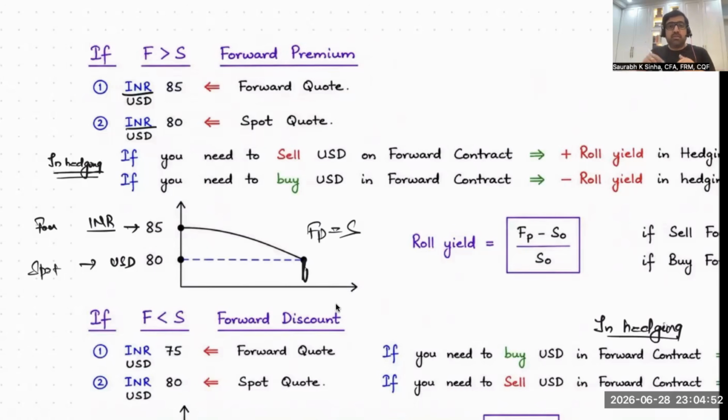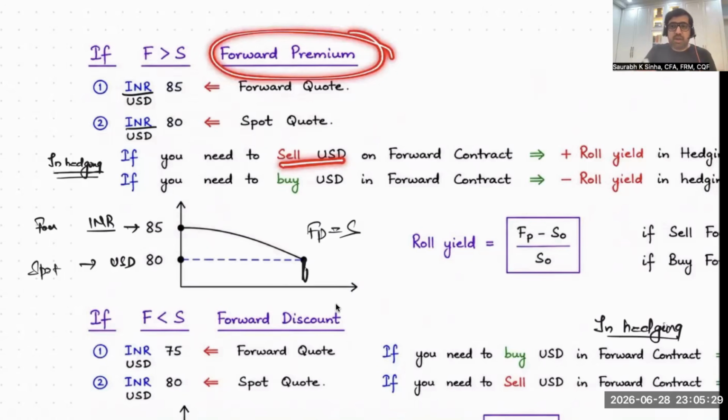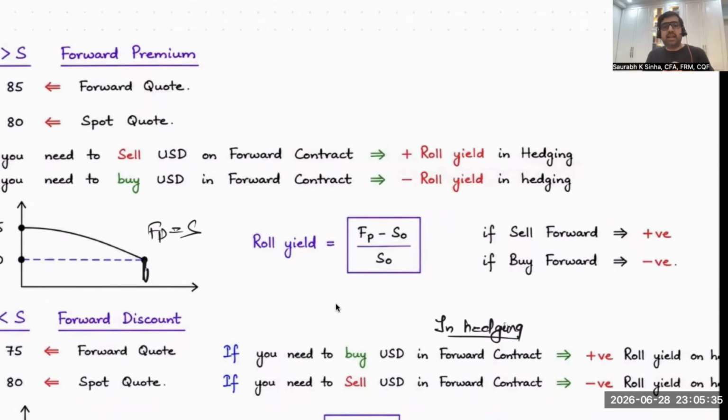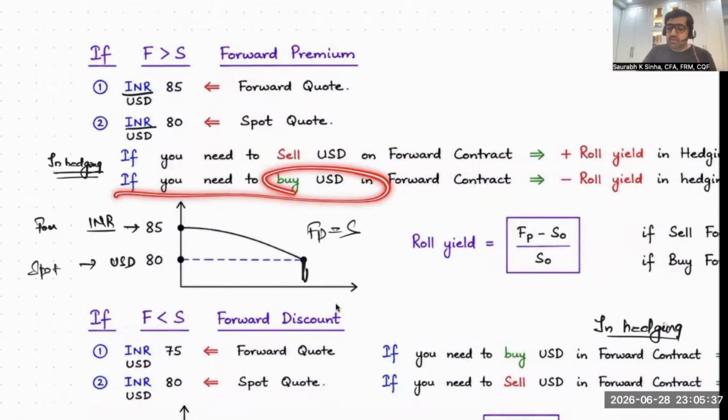Why am I saying you need to sell in the currency forward contract? You have to decide whether to hedge or not. If you need to sell in a hedge, say you have a USD exposure in the future, you're about to receive 1 million USD after 3 months, what will you do? You will hedge. To hedge, you will sell the USD contract. If you sell the USD contract in a forward premium scenario, it will lead to a positive roll yield. But if you buy the USD in the forward contract, it will lead to a negative roll yield. The formula is the same: FP minus S naught upon S naught.